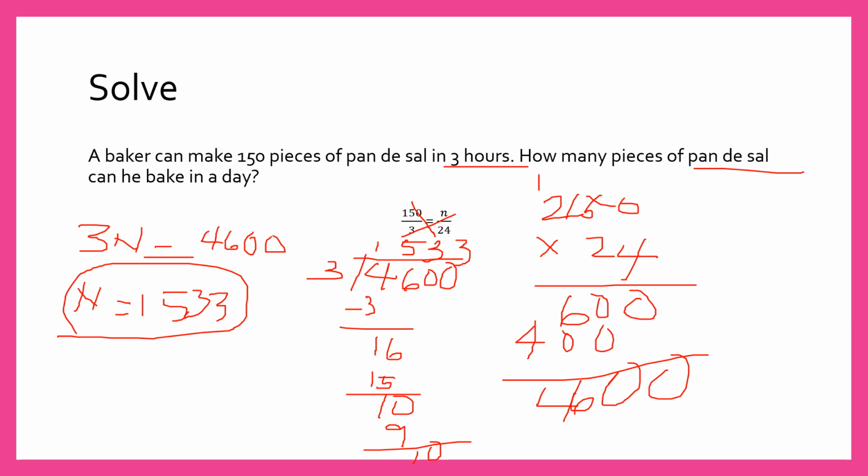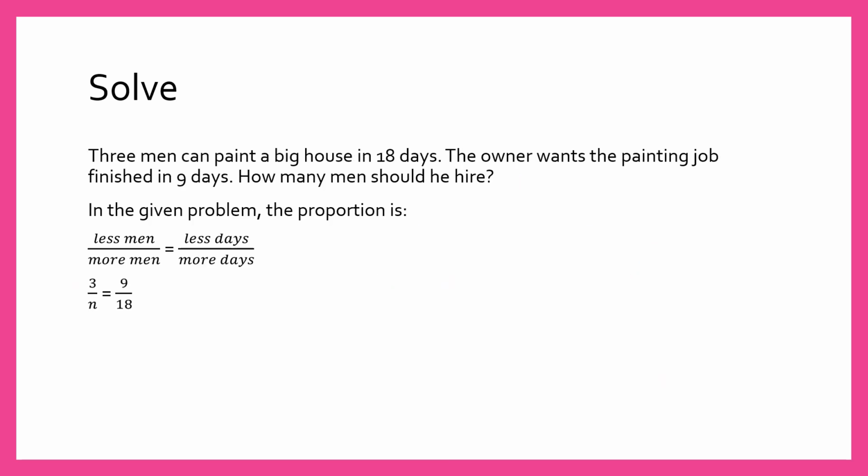Okay. So we got here. Yes. Okay. Now let's have another. Okay. 3 men can paint a big house in 18 days. The owner wants the painting job to be finished in 9 days. How many men should be hired?